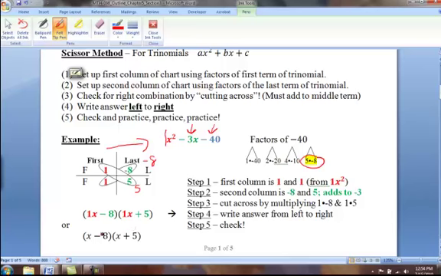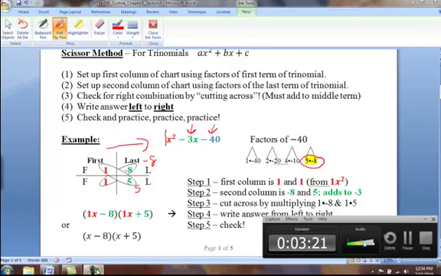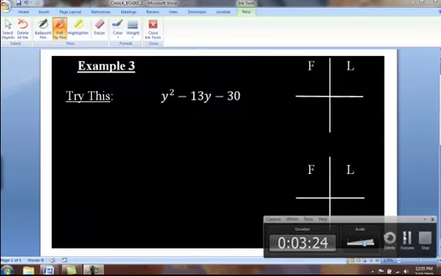Now, it really doesn't matter what order you write that in. You could write x plus 5 times x minus 8. But these are the two binomials that multiply together to give you x squared minus 3x minus 40. Let's take a look at some other examples on our blackboard and get some more practice.